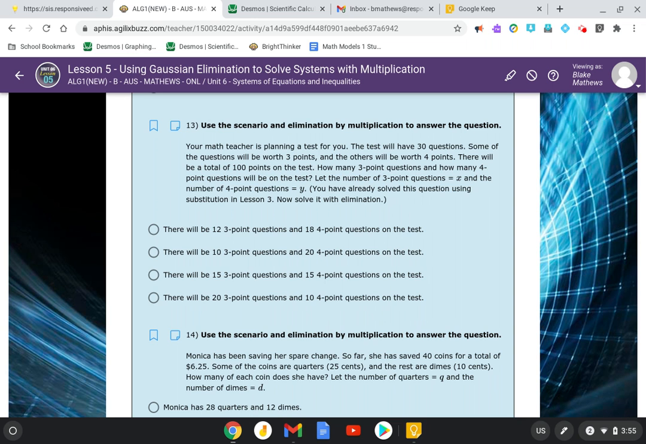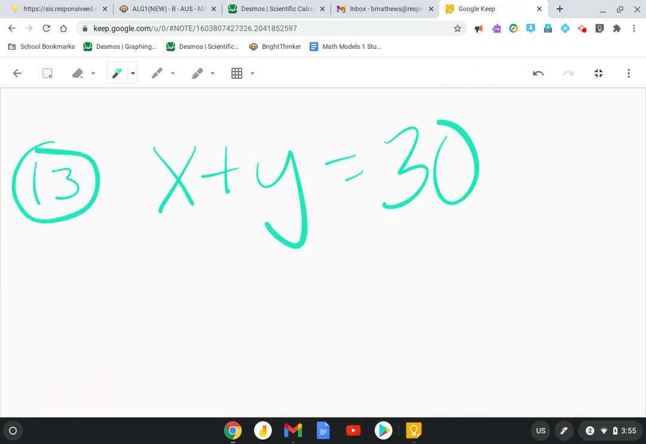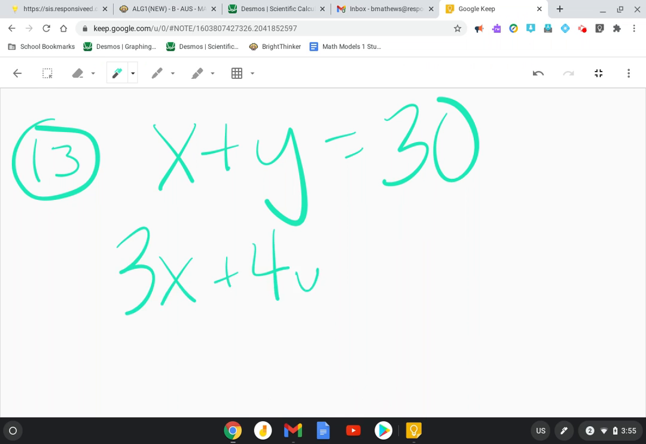So we need to know how many 3-point questions and how many 4-point questions will give us 100 points. We know there are a total of 30 questions. And we know that when I do x will be 3-point questions, 3 times x, 3 times the number of 3-point questions, plus 4 times the number of 4-point questions will give me 100. Those are your 2 equations.